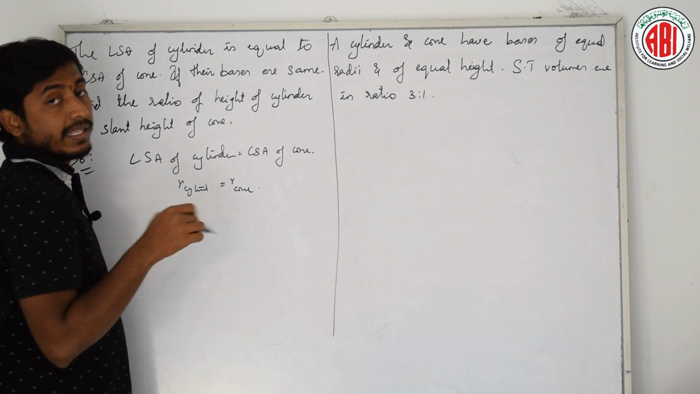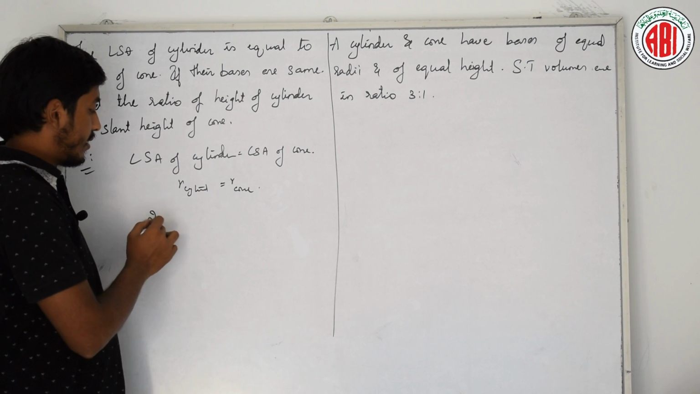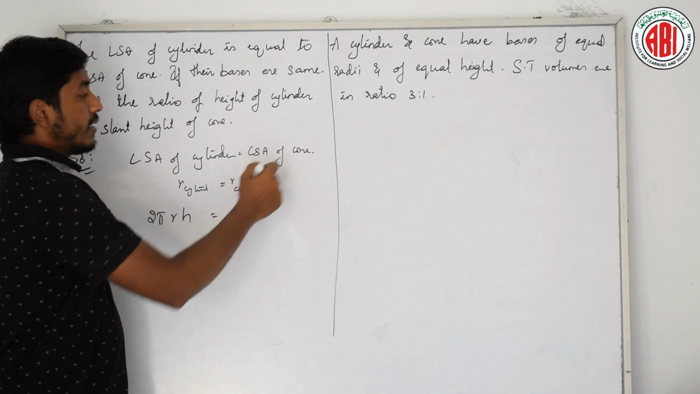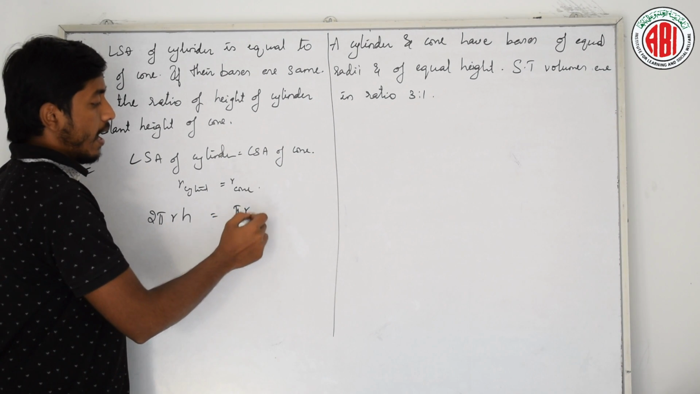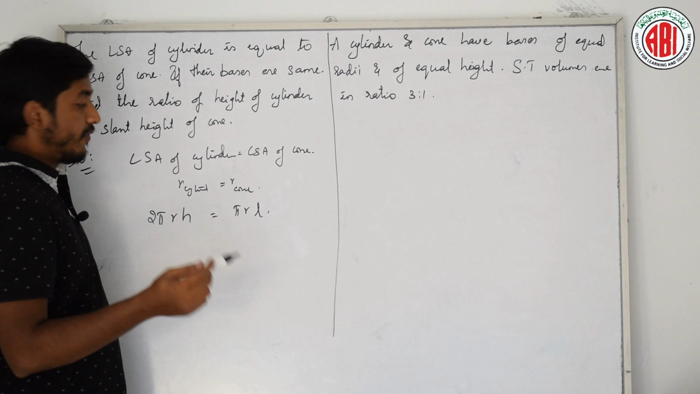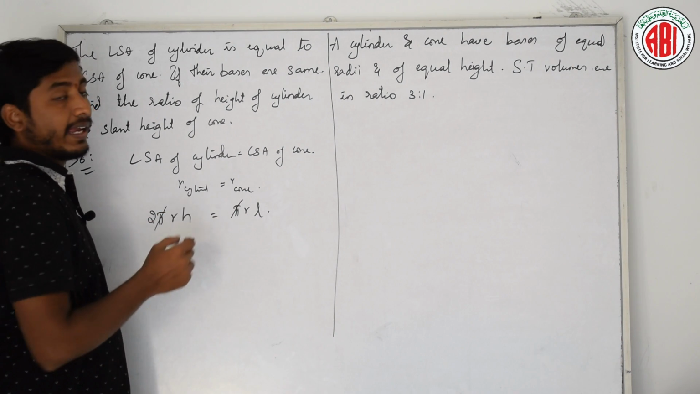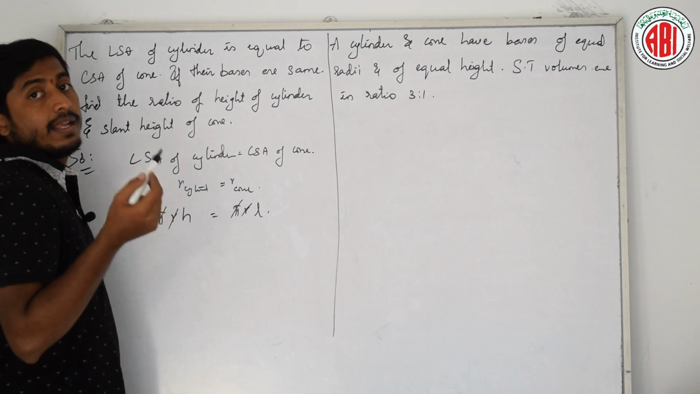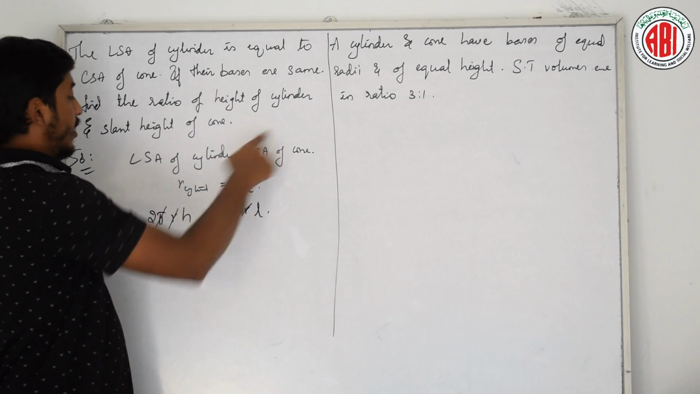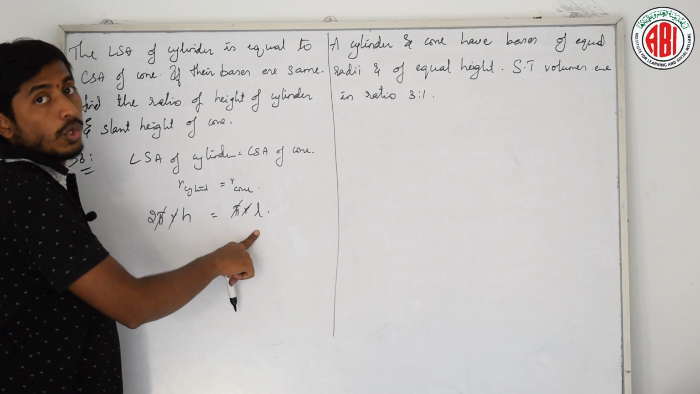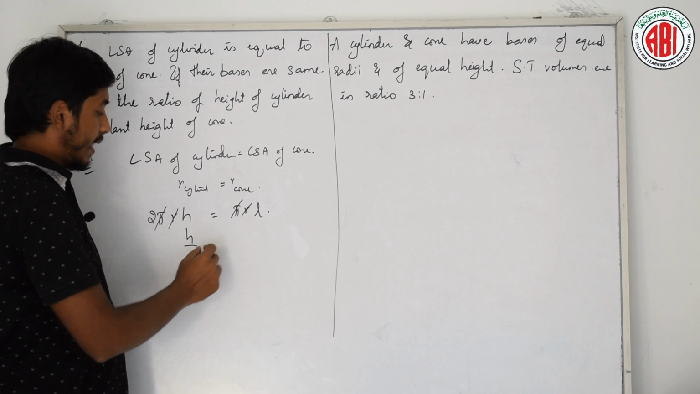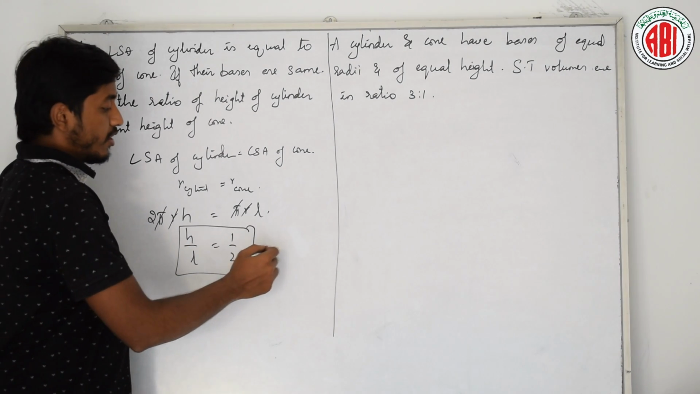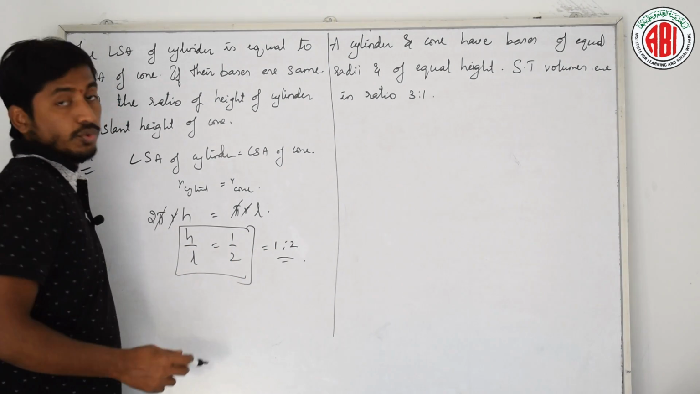Now let us substitute the formula. LSA of a cylinder is nothing but CSA of a cylinder, that is 2 pi r h. CSA of a cone is pi r l. If you observe, pi will get cancelled on both sides, r also will get cancelled. He is asking us to find the ratio of the height of the cylinder to the slant height of the cone. That is h by l, which is nothing but 1 by 2. The ratio is 1:2.